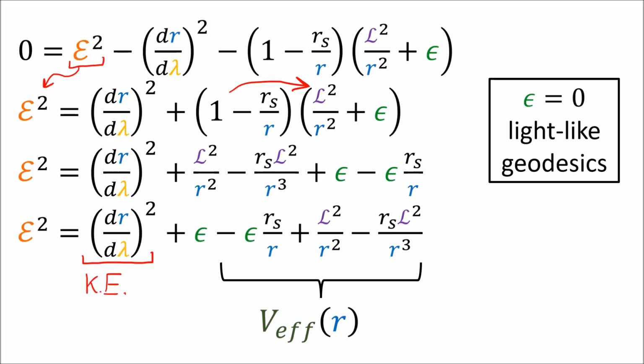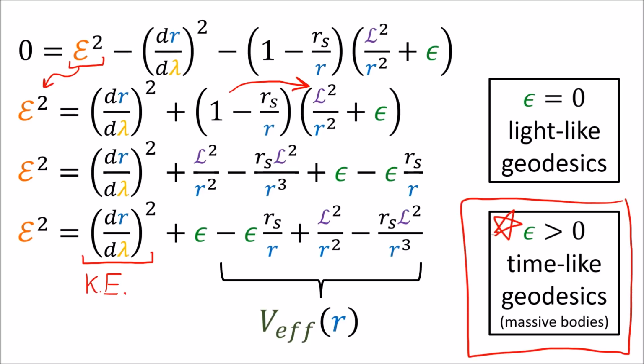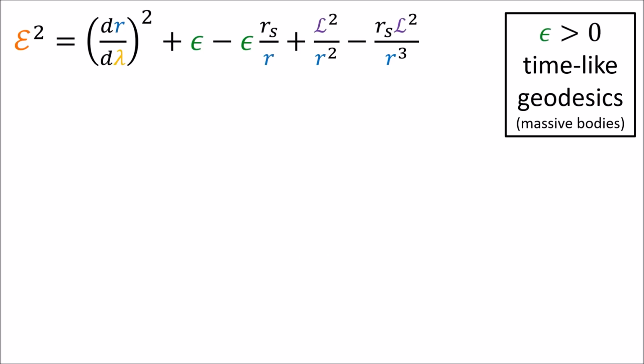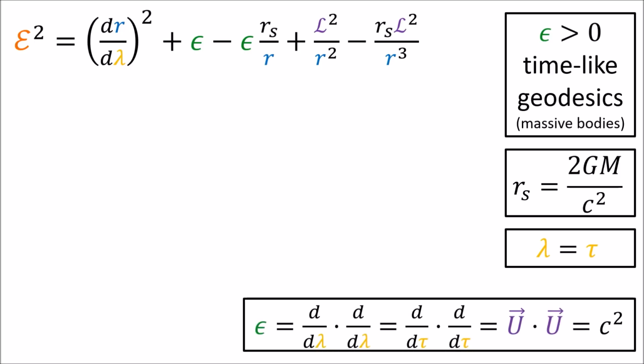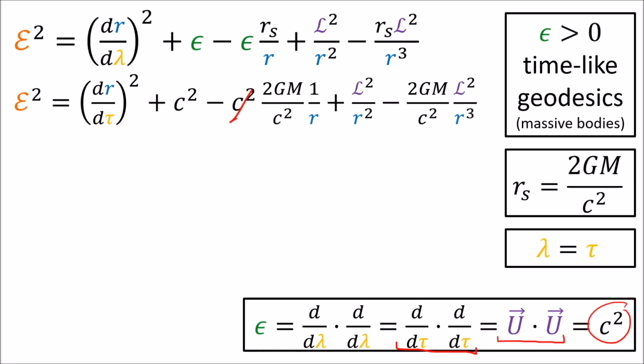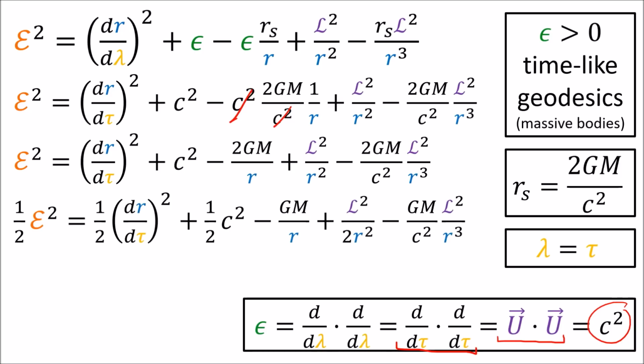And remember, the epsilon equals 0 case is for light, and the epsilon greater than 0 case is for massive bodies. Let's start with the massive body case. We can sub in the full formula for the Schwarzschild radius and use proper time tau as the path parameter. This means that epsilon is just the 4-velocity dotted with itself, which is the speed of light squared. Putting this all in, we can cancel c squared and then multiply all terms by 1/2.